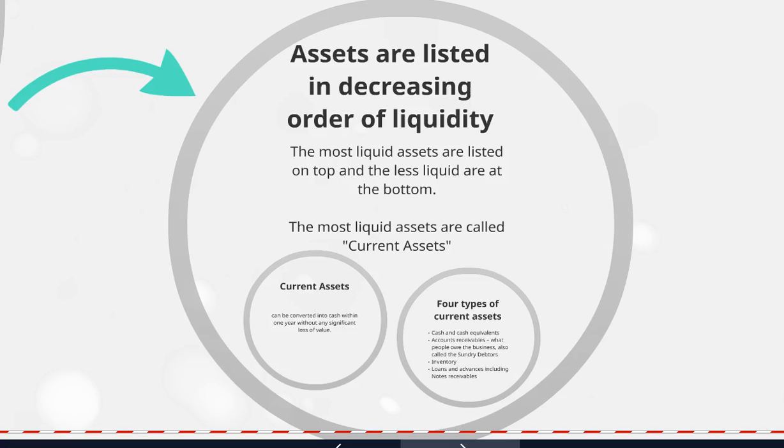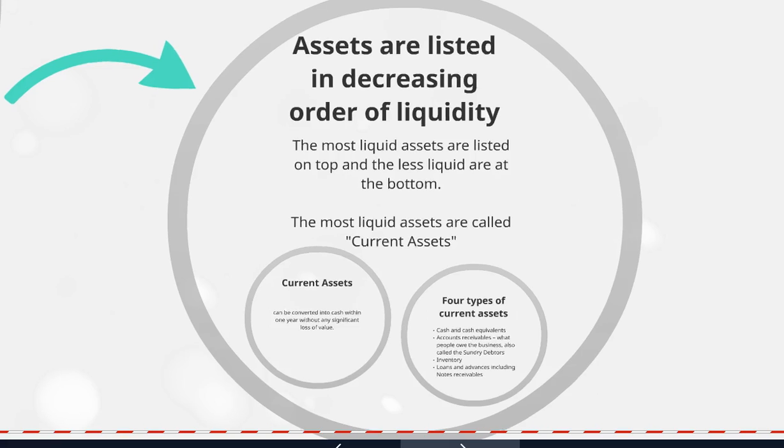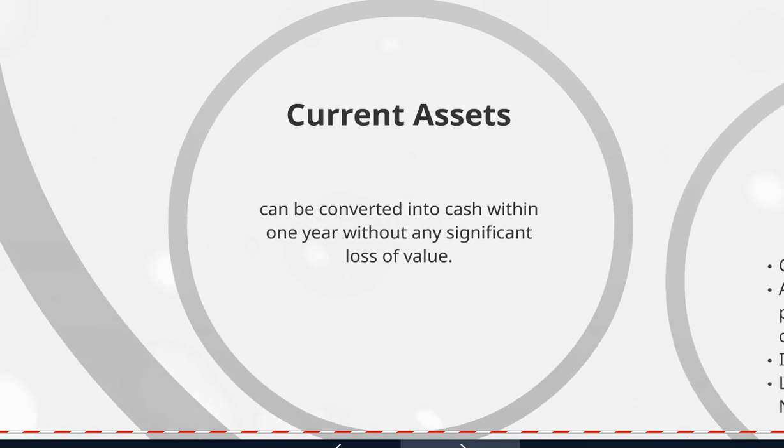So what are these most liquid assets called? They're called current assets. Now we are going to look into current assets in further detail. What are current assets? Current assets are basically those assets that are current, which means they can be converted into cash within 1 year without any significant loss of value.